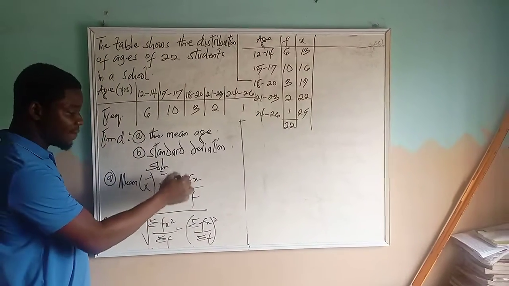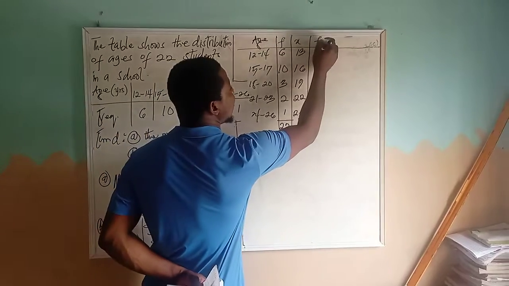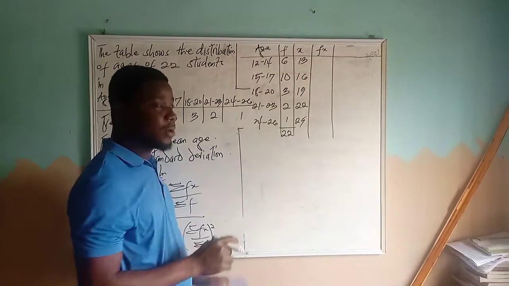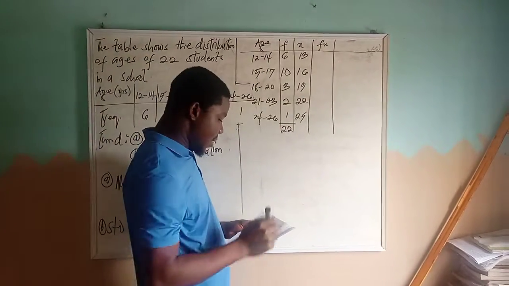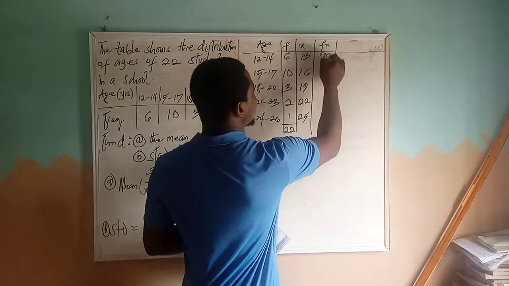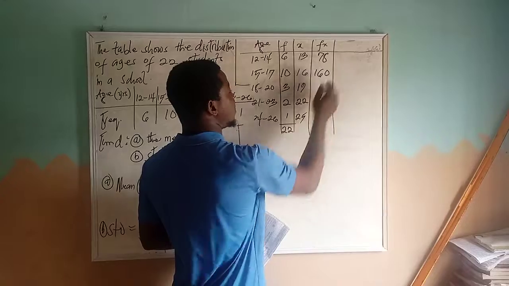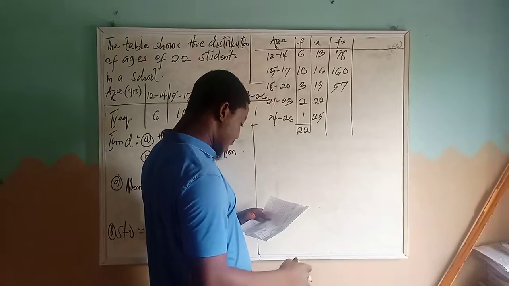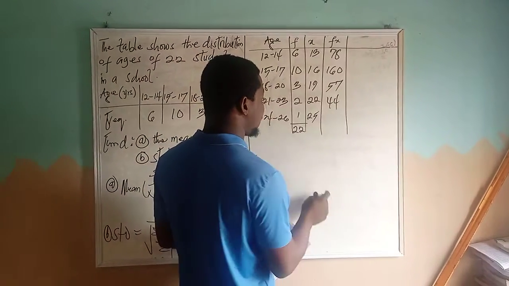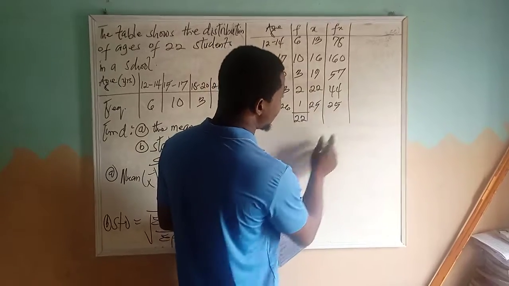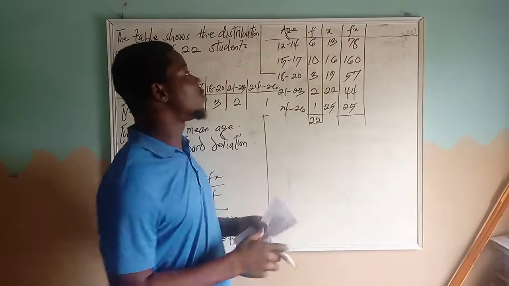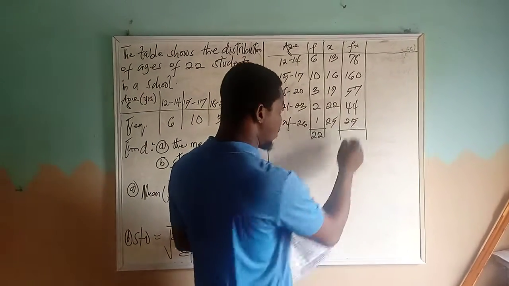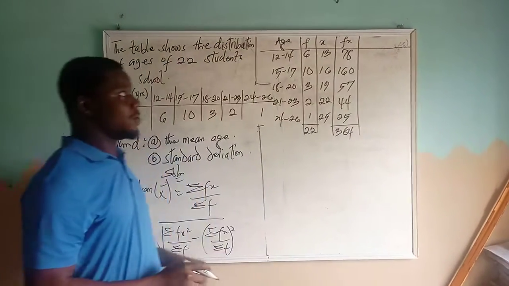And then because of this fx in our formula, we are going to have a column for fx. And fx simply means the product of f and x. You multiply them together. That is 6 times 13, and when you do that, you are going to have 78. And then 10 times 16, you are going to have 160. And then 3 times 19, it's going to give us 57. And then when you multiply 2 by this, you have 44. And then 1 times 25, of course, that gives you 25. So we also need to get the total of this, by adding the column for fx. And when you add this together, you are going to have 364 for that particular column.